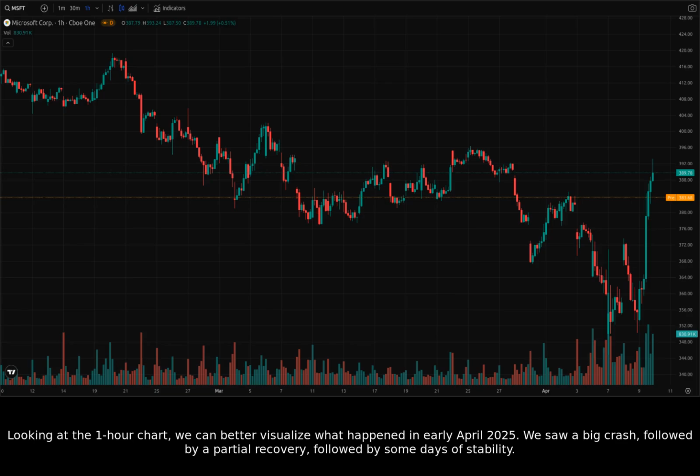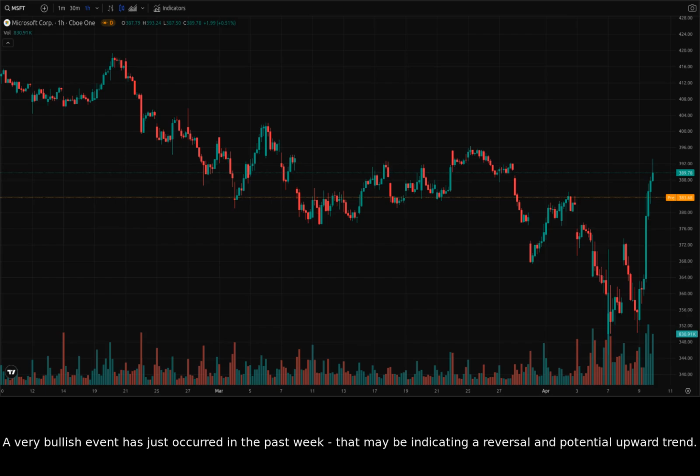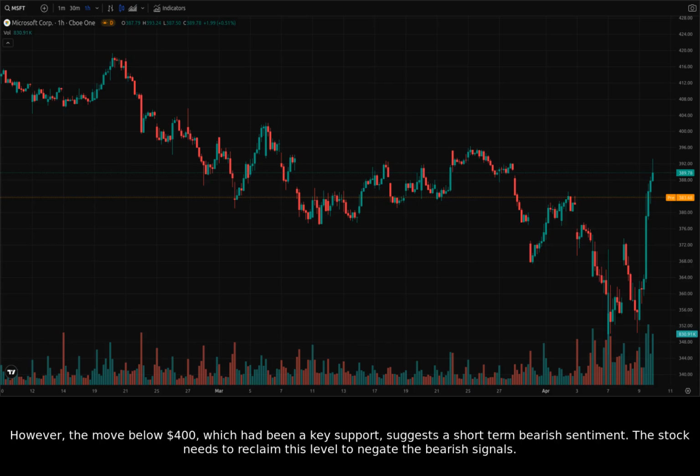Looking at the one-hour chart, we can better visualize what happened in early April 2025. We saw a big crash, followed by a partial recovery, followed by some days of stability. A very bullish event has just occurred in the past week that may be indicating a reversal and potential upward trend. However, the move below $400, which had been a key support, suggests a short-term bearish sentiment. The stock needs to reclaim this level to negate the bearish signals.